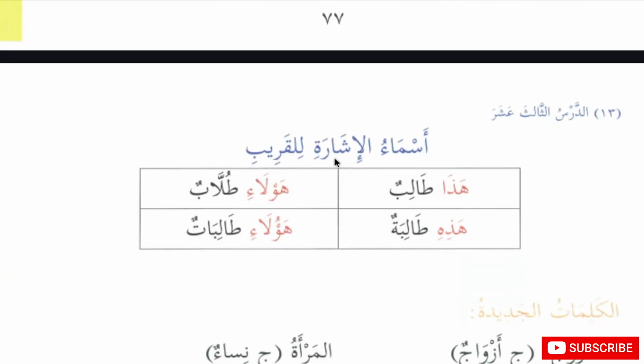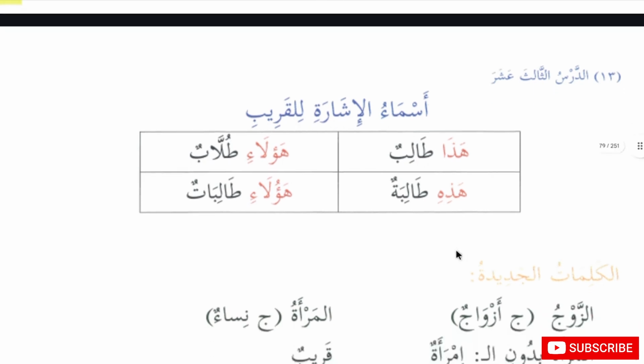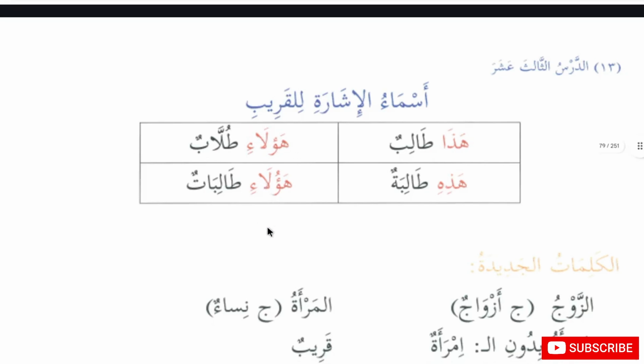أسماء الإشارة للقريب. So the nouns of ishara, basically demonstration, للقريب, for things that are near: هذا هذه هؤلاء. For far away, we already covered two of them, so ذلك and تلك. Now for the plural, there's one more we'll cover. It's أولئك, and we'll cover that in a future lesson. That means those. So هؤلاء is these, أولئك means those.